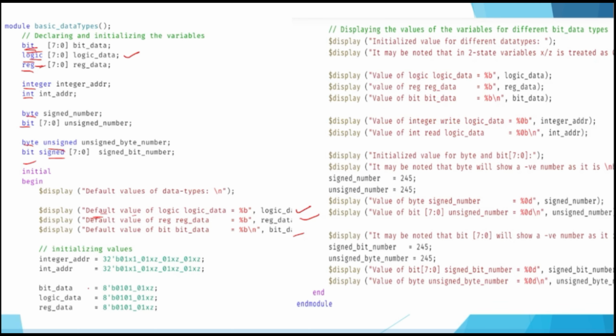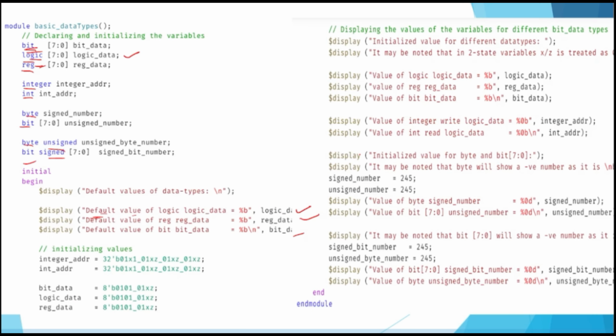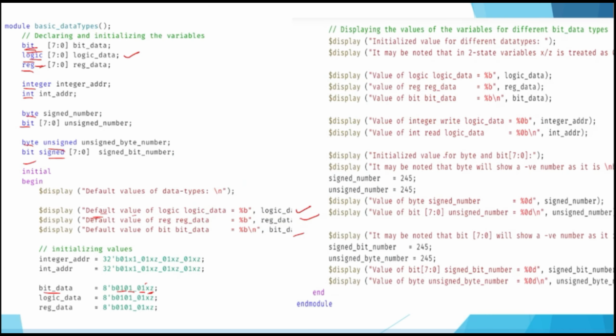Now I'm assigning some values to everything. While assigning values also, I have assigned the value for bit as 0 1 0 1 0 1 0 1 x z. But since bit can't hold x and z, if you see the output of bit, what is the output? It is 0 1 0 1 0 1 0 0. Whether you give x or z in your input, it will be converted to 0, because not only bit, every two-state variable will do the same thing. Clear? Yes. So this is about the data types.